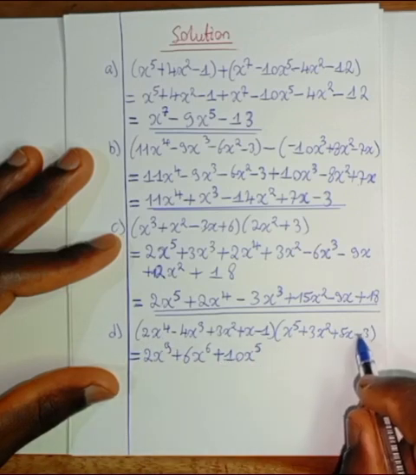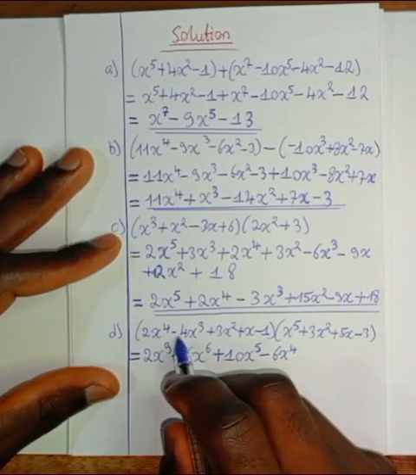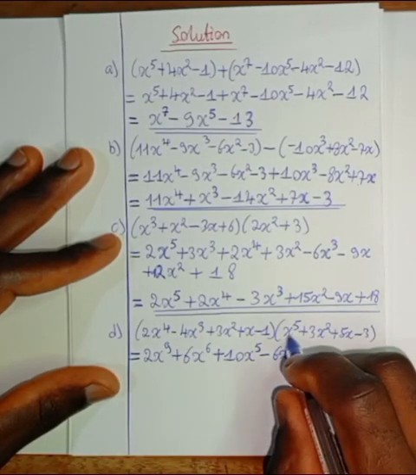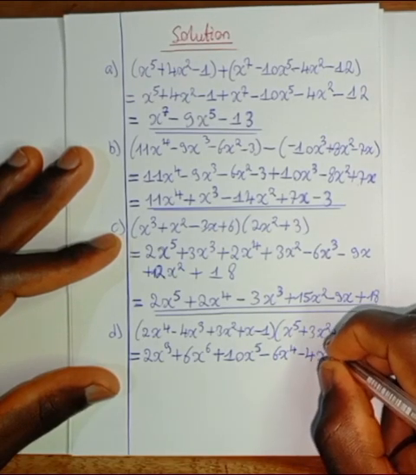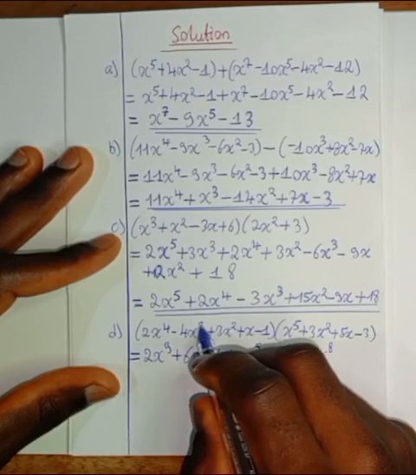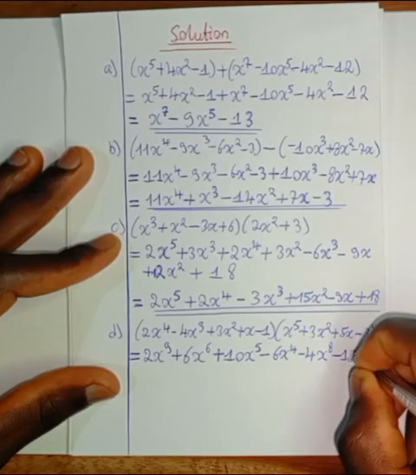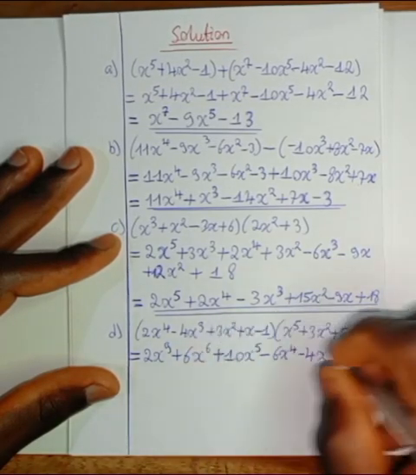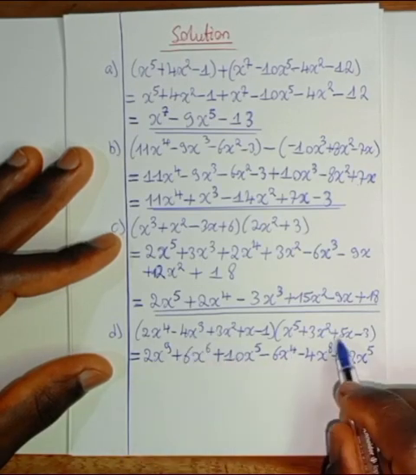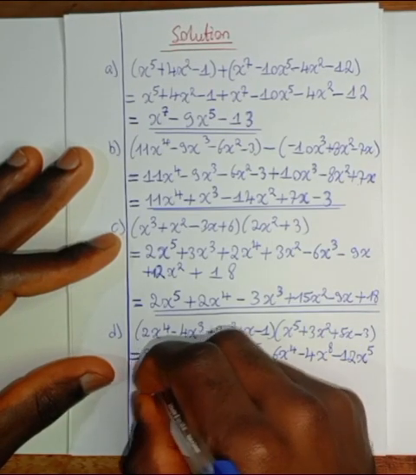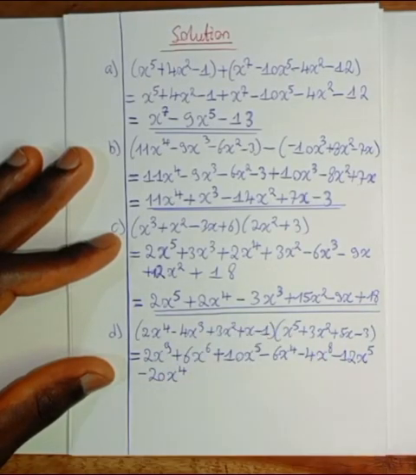2x to the power 4 times negative 3 gives us negative 6x to the power 4. We go now to negative 4x cubed times x to the power 5 gives us minus 4x to the power 3 plus 5, which is 8. Negative 4x cubed times 3x squared gives us negative 12x to the power 3 plus 2, which is 5. Negative 4x cubed times 5x gives us negative 20x raised to the power 3 plus 1, which is 4.